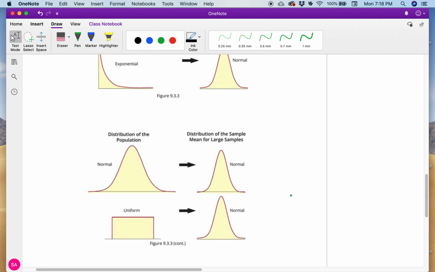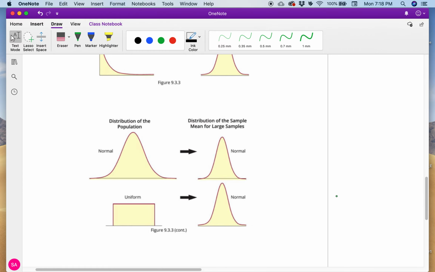Which is fantastic because in chapter 8, we talked about finding probabilities for random variables and like what's the probability that a random variable is within a certain interval. And we're going to be doing the same exact thing, but with sample means. What's the probability that a randomly chosen sample has a sample mean less than this value, or greater than this value, or between these two values, so on and so forth.